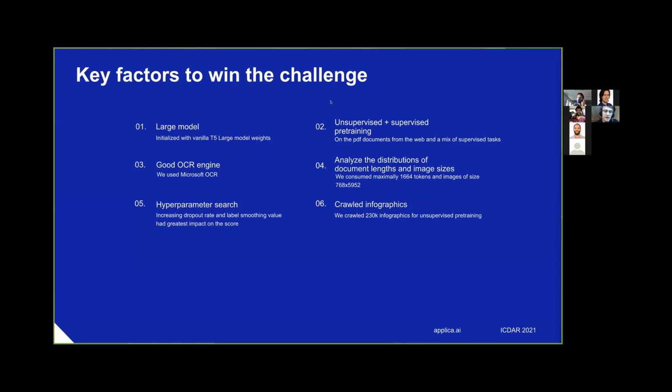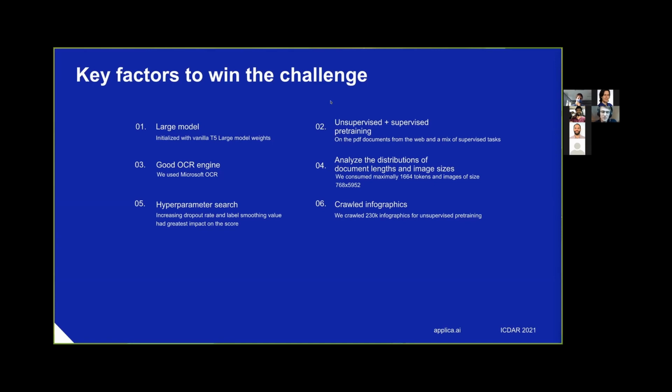At first, we had a low score, about 30 points in terms of ANLS metric, and many things had an important impact on improving the score. They are ordered by the time we did them. So we started with the largest possible model we could run, meaning that we initialized our model with T5 large weights, and we pre-trained our model simultaneously in a supervised and unsupervised fashion.